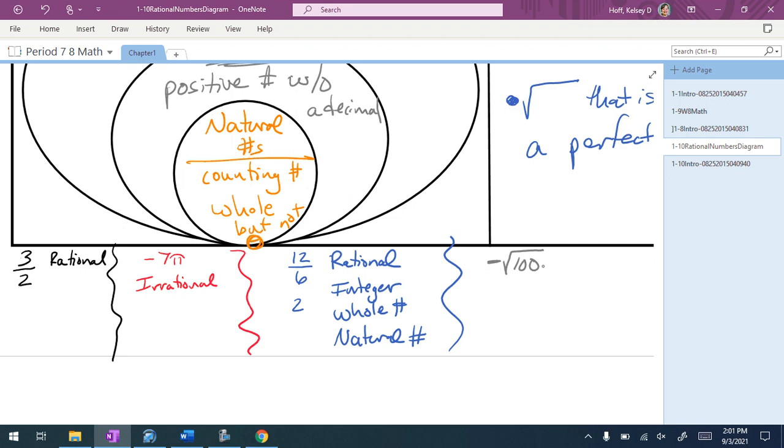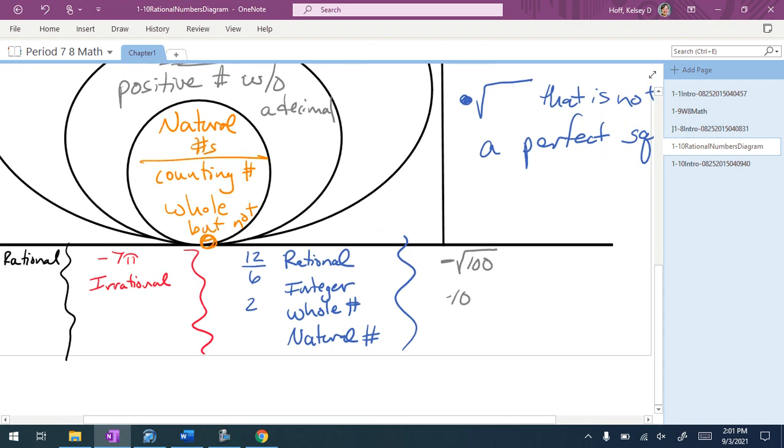Very first thing you're going to want to do is simplify if you can. Negative square root of 100. Can you simplify that? What is it? Careful. Negative 10, right? Okay. Rational, irrational? Rational. Integer? Yep. Whole number? Why not? Negative. Very good. It's negative.